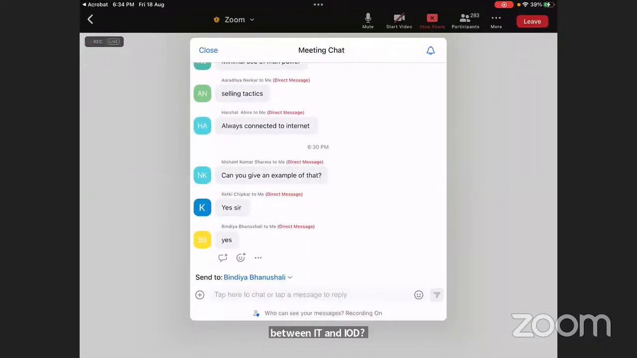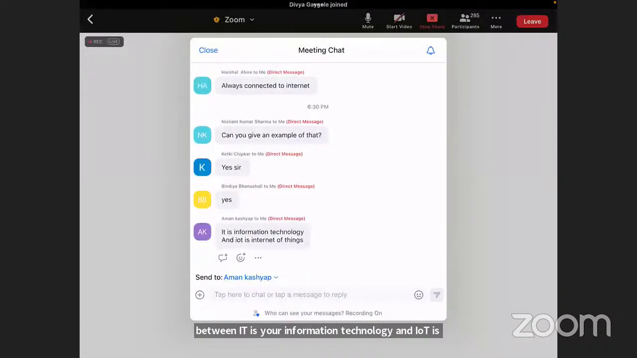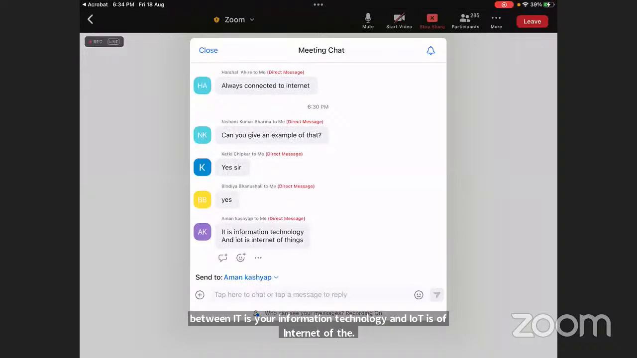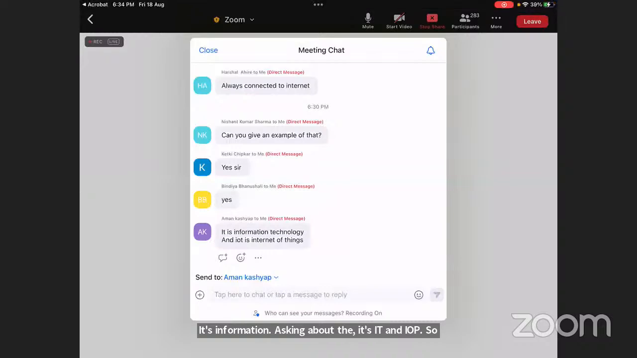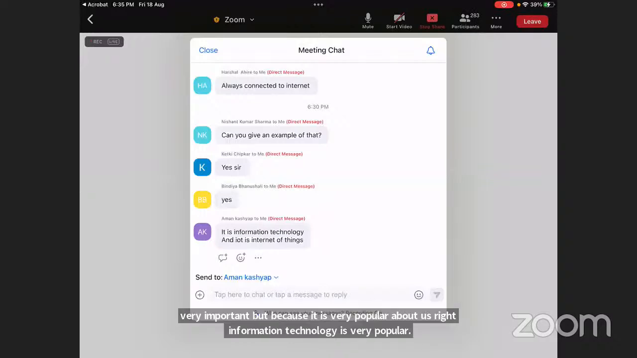What is the difference between IT, which is information technology, and IoT, which is Internet of Things? Yeah, that I'm also telling. I'm not asking for the abbreviation, Aman. It's IT and IoT. So this becomes a very important part, because IT is very popular among us, right? Information technology is very popular. IoT is catching up, right?